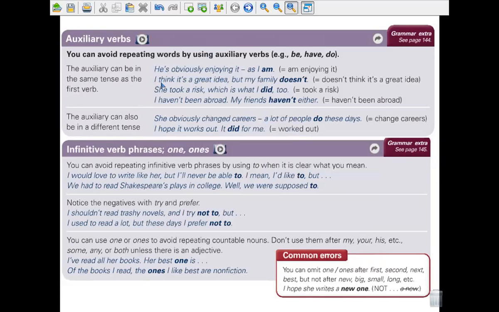The next sentence says, I think it's a great idea, but my family doesn't. So I think is simple present: I think it's a great idea, but my family doesn't think it's a great idea. To use the auxiliary verb in order to avoid repetition of unnecessary words, you have to analyze the first sentence. Here, she took a risk, which is what I did. Like, I took a risk. The original sentence is in the simple past, so I have to use the auxiliary did, and so on.